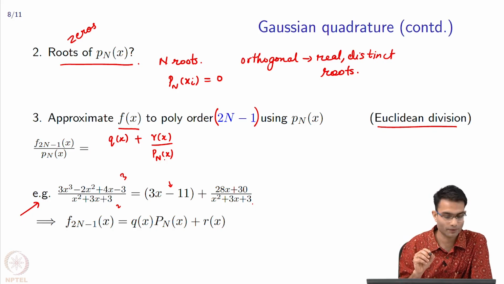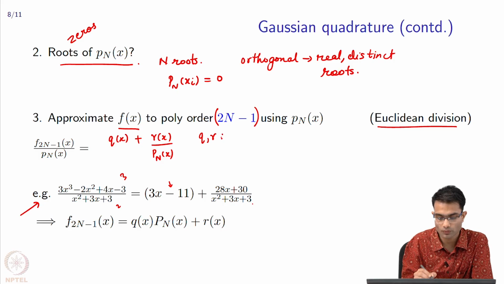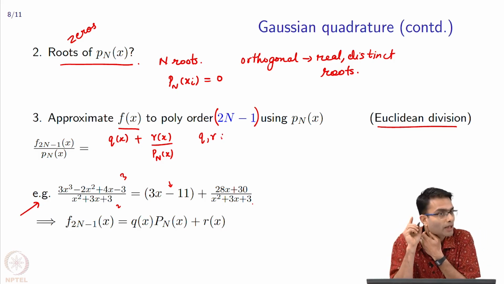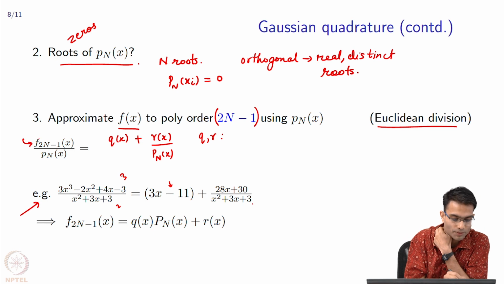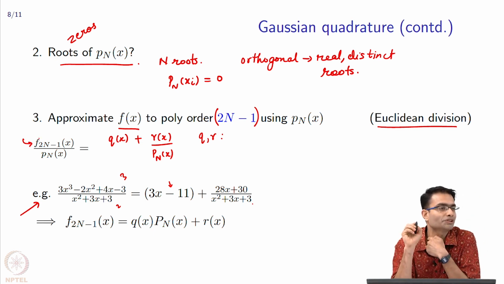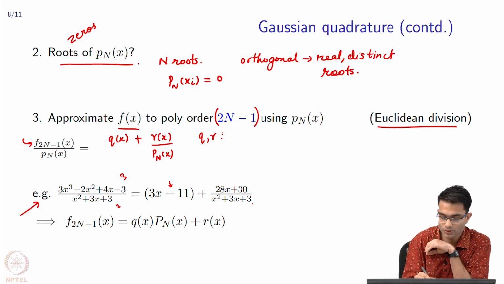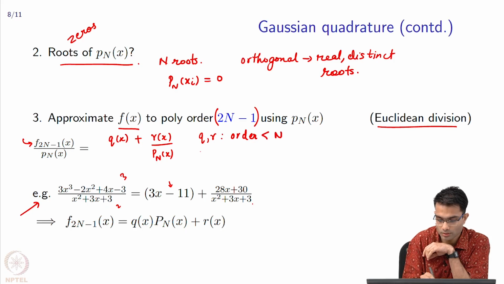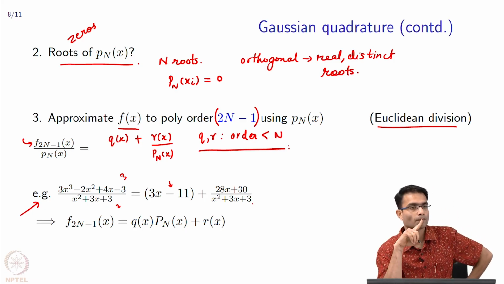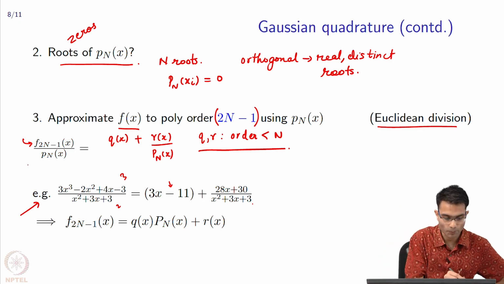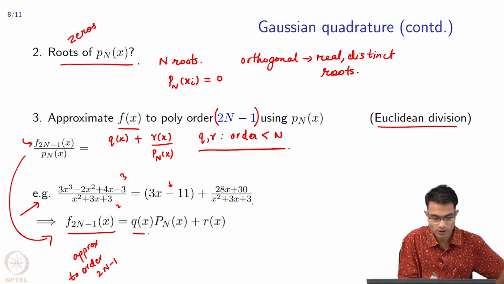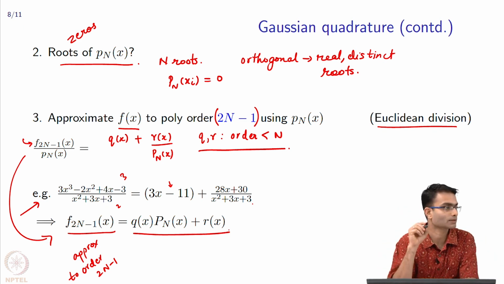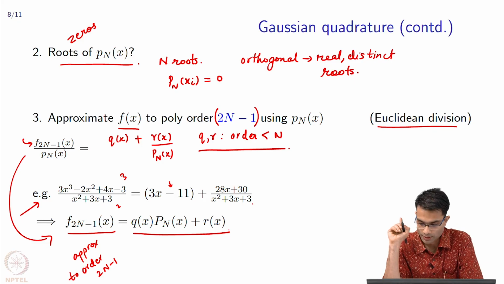But what is the special property of q x and r x? What will their order be? N minus 1 at most, because I have divided by a polynomial of order n and I want the function approximation to order 2n minus 1. So, q can at best be order n minus 1, order less than n. If I just open out this formula, I get f 2n minus 1 x, the approximation to order 2n minus 1, as q x multiplied by p n x plus r x. That is your Euclidean division.